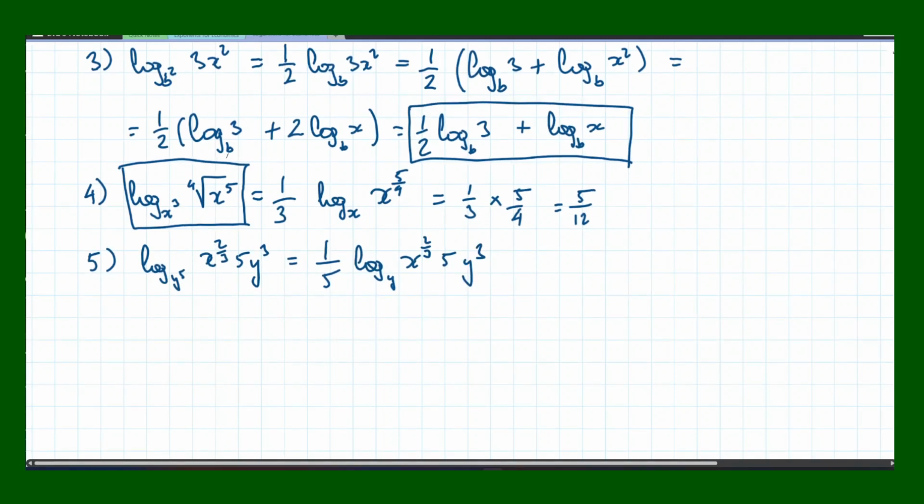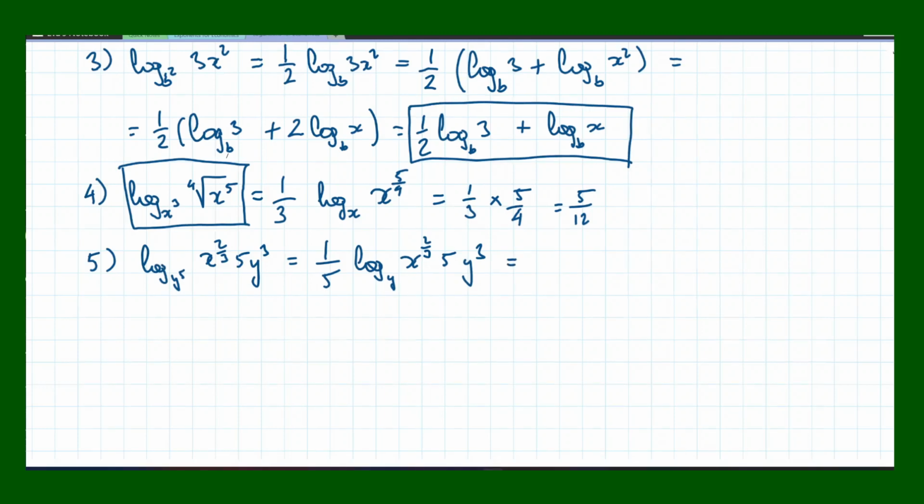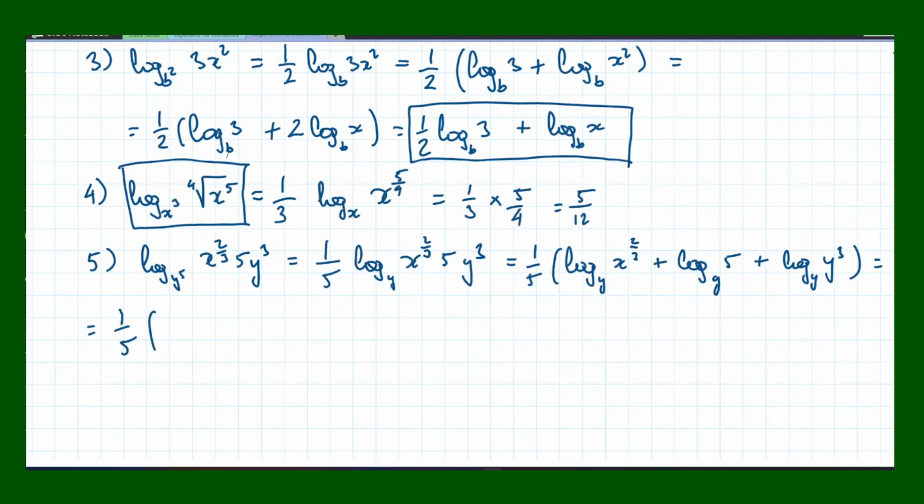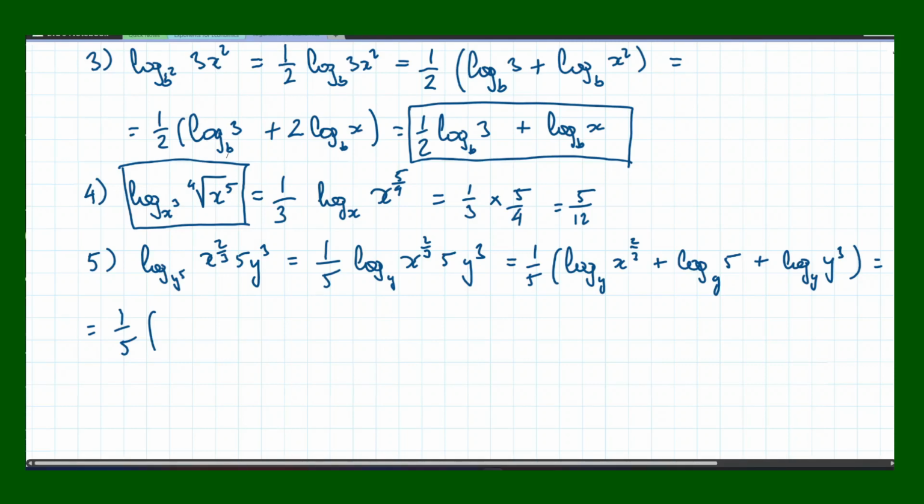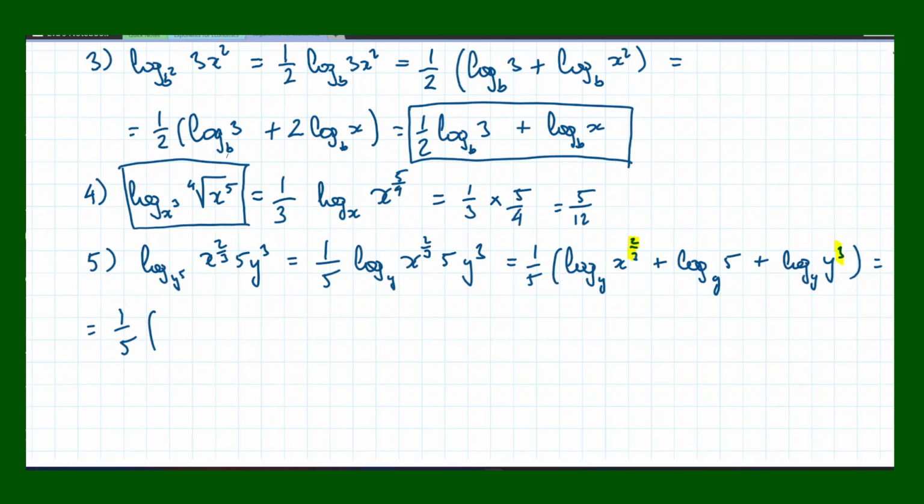Now again, just like in example 3, we're going to apply the multiplication inside the log rule and break these out into individual logs, but keeping the 1 over 5 multiplier. So the first term will be log base y of x to the 2/3 plus log base y of 5 plus log base y of y cubed. Okay, so let's move further. I'm going to have to keep the 1 over 5 multiplier because that's multiplied by the original log, so it has to multiply every single one of the new terms. And then I see that there are exponents in the argument of both terms, the first and the last, so those can come out as multipliers in front of the log expression.